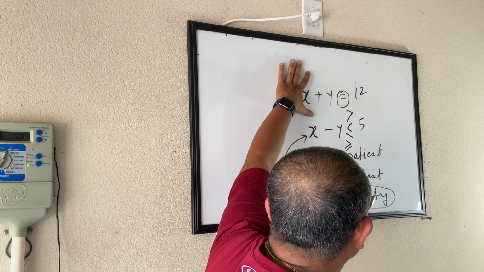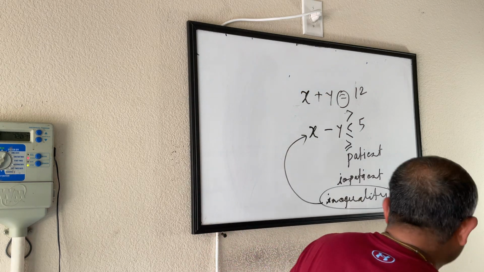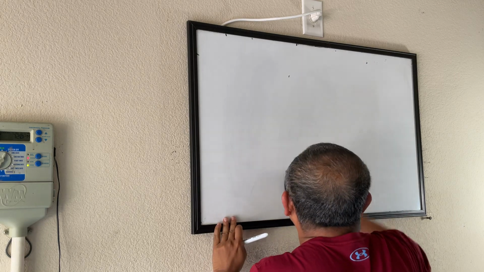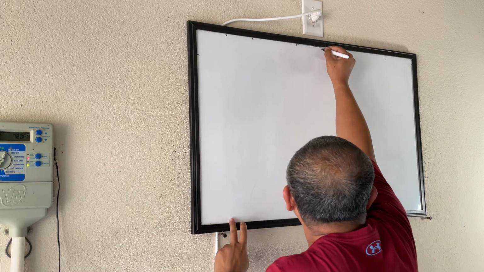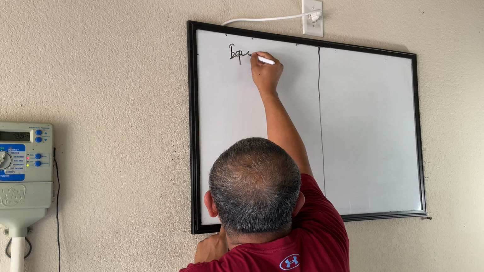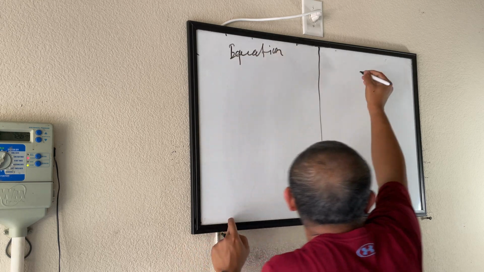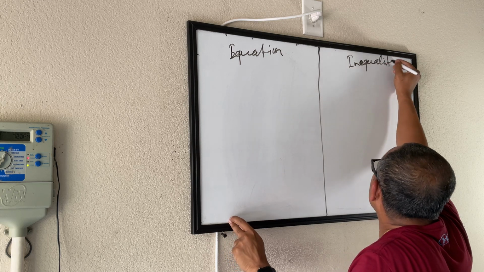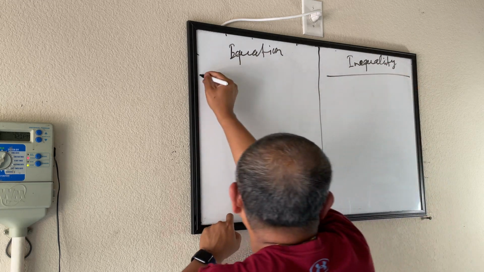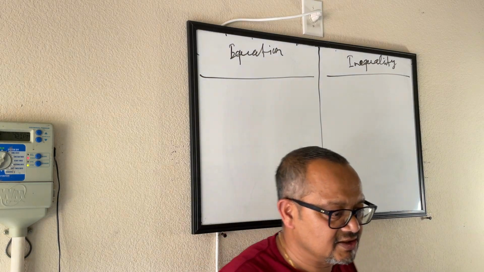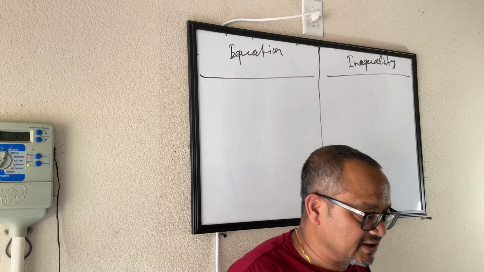So equation and inequality. Let's do one thing. I will do some divide and conquer today. I will use half of the board for dealing with equation, and half the board for dealing with inequality. And why am I doing that? Because it will paint a very stable picture in your mind when it comes to comparing things.